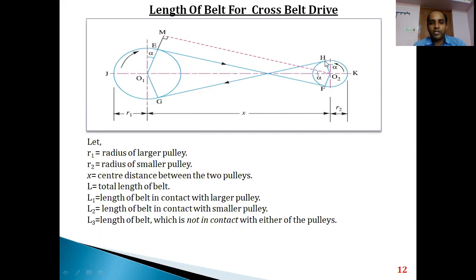Similarly, L2 is the length of the belt in contact with the smaller pulley, that is from H, K, and F. This is the portion where the belt comes in contact with the smaller pulley. Along with this, L3 is the length of the belt which is not in contact with either of the pulleys, that is one from E to F and the other from G to H. So if we find all these three, L1 plus L2 plus L3, we get the total length of the belt. So we need to find the values of L1, L2 and L3.